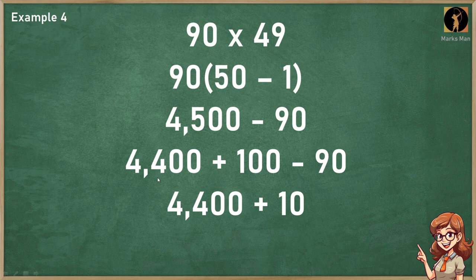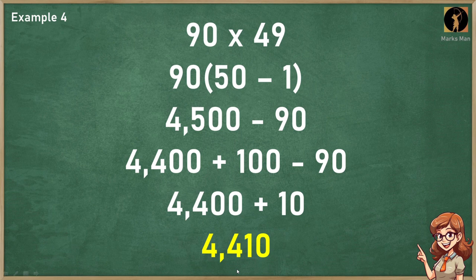Next, you just need to rewrite 4,400 and then subtract 90 from 100. That is 10. Now, you can add this easily. 4,400 plus 10, that is 4,410. So, that's how we use mental math to solve this kind of problem.